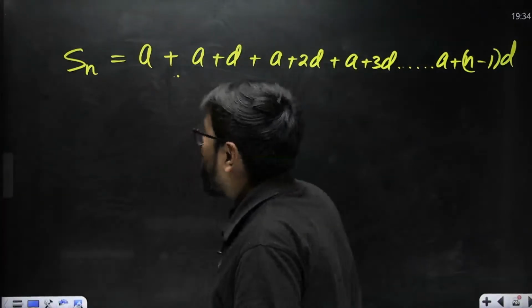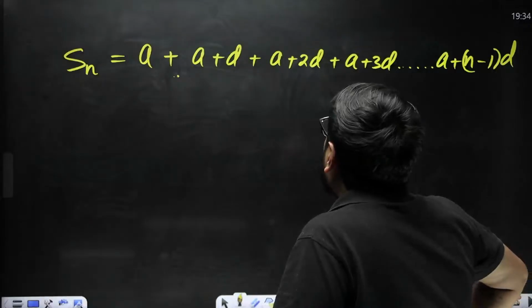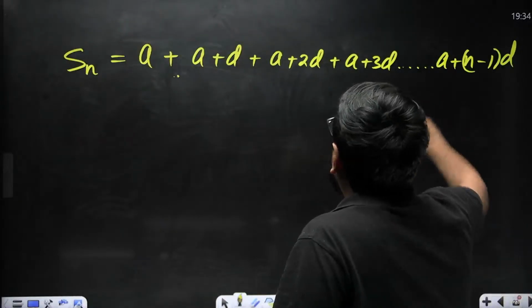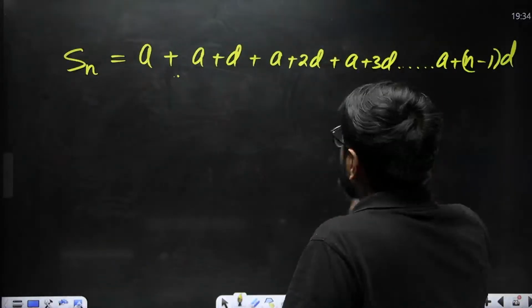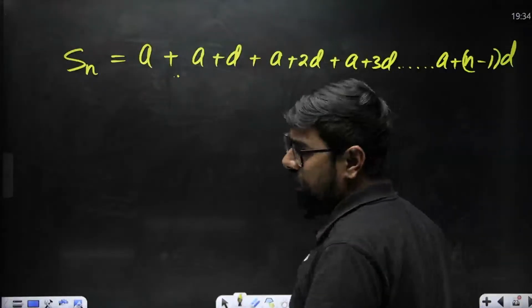Okay. So a plus d, a plus 2d, a plus 3d, up to a plus n minus 1 d. This is what we write the sum as. These are the terms.